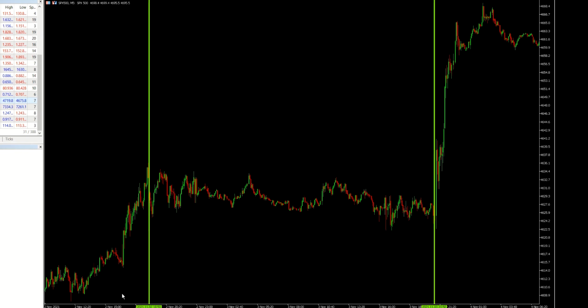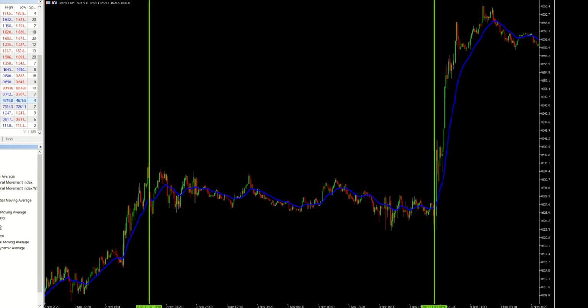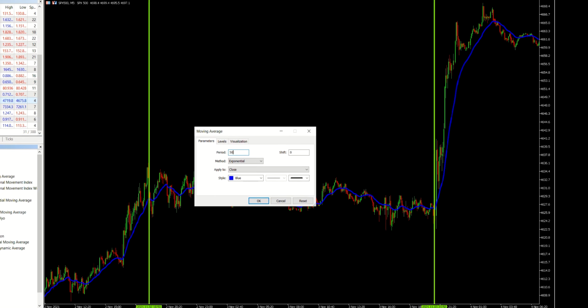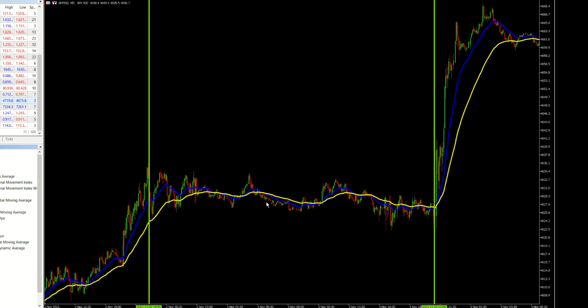And so to do this, I'm going to use two moving averages. I'm going to add a 20 period moving average and a 50 period moving average. Let's put this one in yellow. Now, take a look at the behavior of each of these moving averages. Firstly, on the right hand side, when there's a very strong trend, you'll see that the fast moving average is moving away from the slower moving average. And more importantly, it is not crossing that moving average.